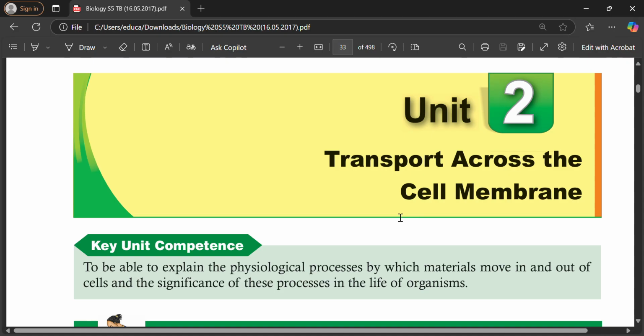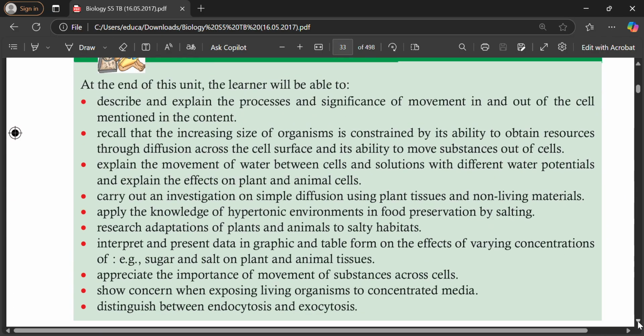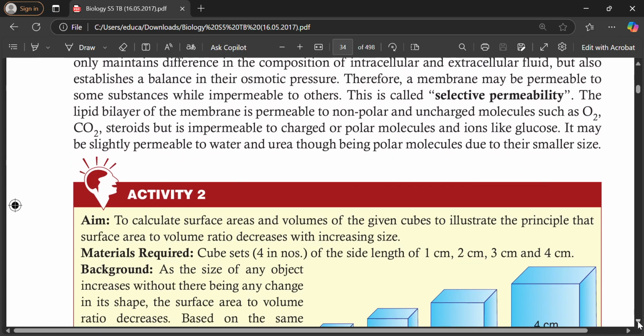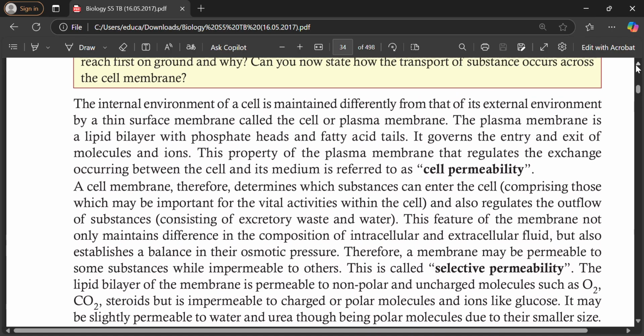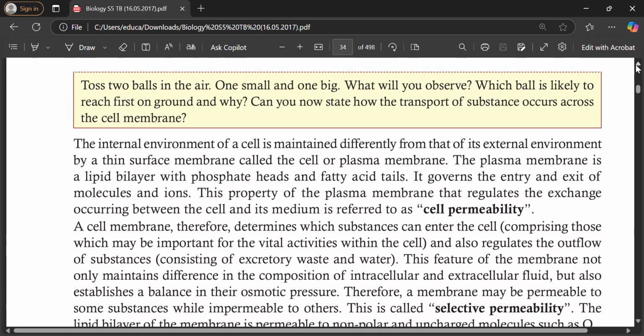Today we are going to study transport across the cell membrane. As we saw before, we've studied the cell and we know about the cell membrane. The transport which happens between the cell and its environment, or how the cell interacts with the environment, all happens via the cell membrane surface. So without further ado, let's dive into the topic.